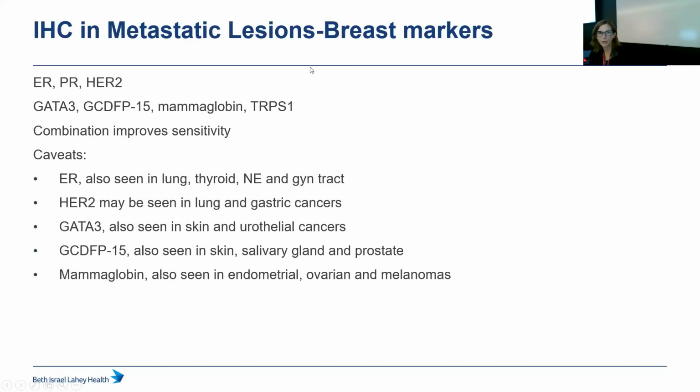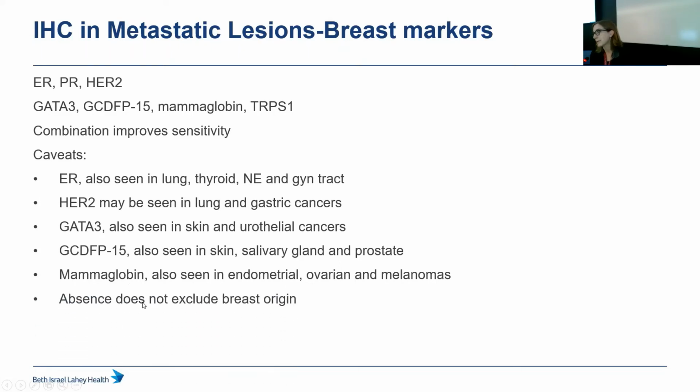Now we have a number of different markers at our disposal that can help with identification of lesions as primary breast cancers. Obviously, our breast biomarkers, GATA3, GCDFP15, and mammoglobin, and now TRPS1 as well. And the combination, of course, will improve the sensitivity and specificity. But remember, as I've already mentioned, that some of these stains will be positive in other entities. We were very excited about GATA3 in the beginning, but we see some staining of that in other entities. So just be careful about interpretation there.